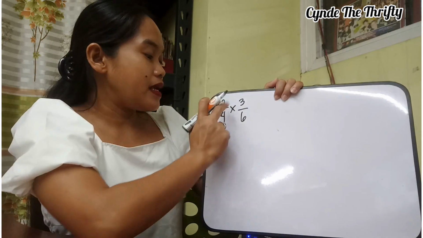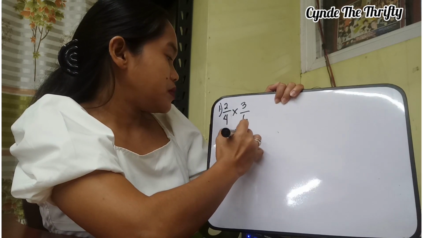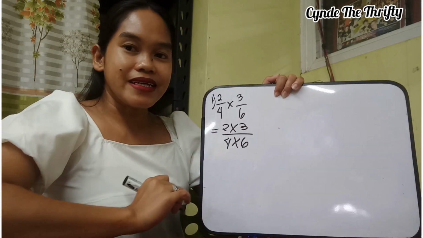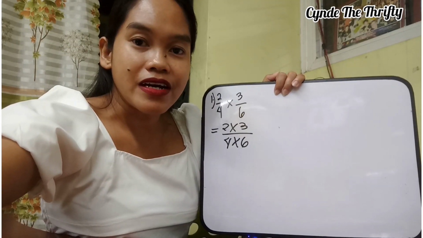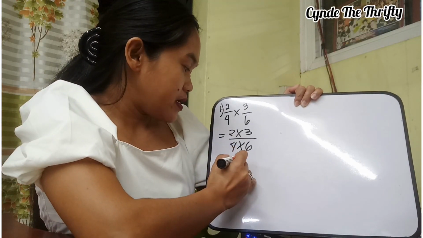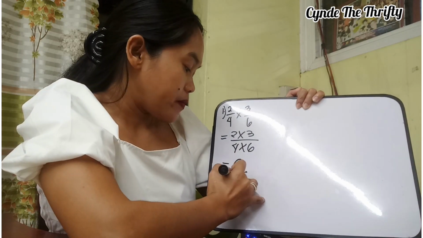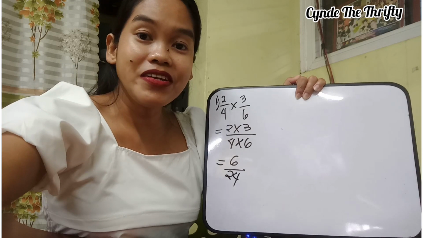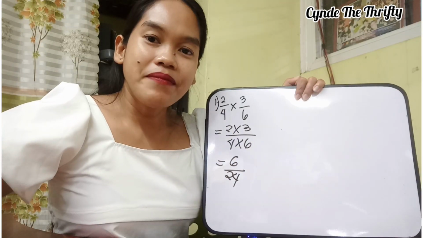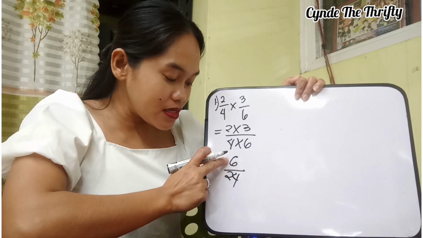So for example, we have here, so magiging 2 times 3 over 4 times 6. So, magiging ganito yung ating fraction. So, 2 times 3 equals, of course, 6. And 4 times 6 equals 24. So, ayan yung sagot natin sa ating 2/4 times 3/6. Pero nga kasi kailangan natin i-reduce into lowest term ang ating sagot. So, syempre, ang ating sagot is 6/24.